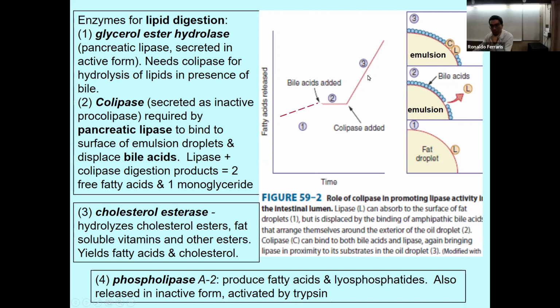When the colipase brings the lipase back onto the surface of the emulsion, now there's a much greater surface area to volume ratio. And so now there's a dramatic increase in the rate of lipid digestion by pancreatic lipase with the help of colipase. The rate of fatty acid release is dramatically increased because the pancreatic lipase is now acting on a large number of emulsions. Okay, so this is really the role of colipase.